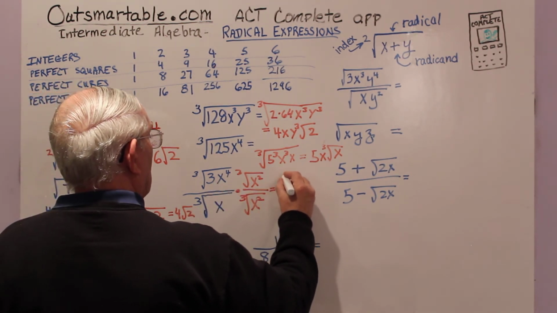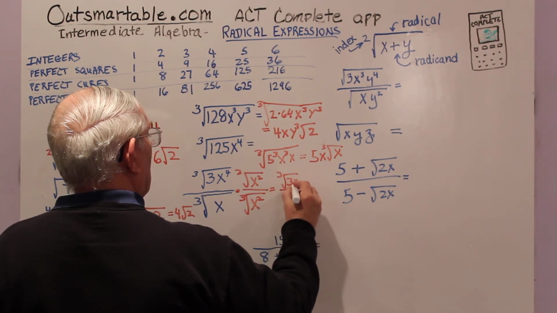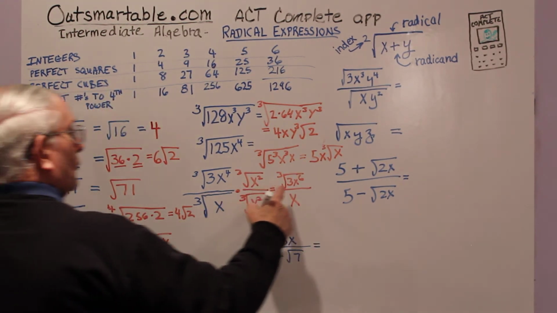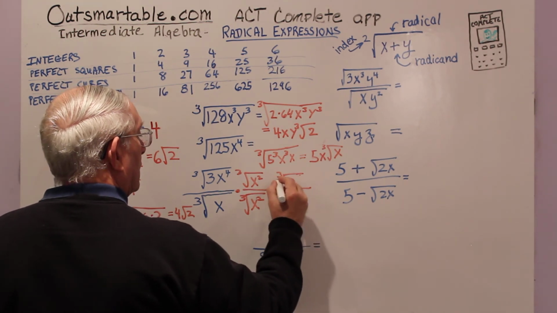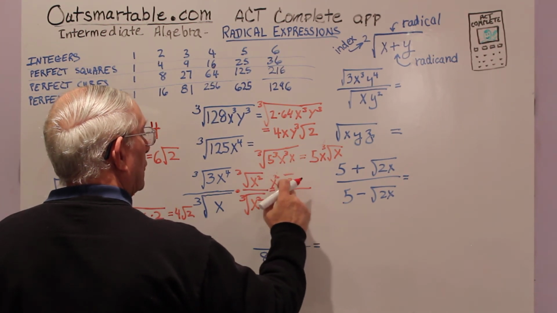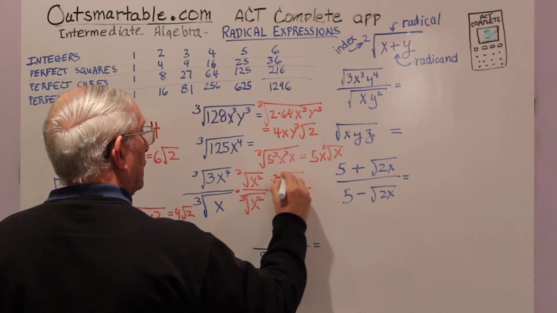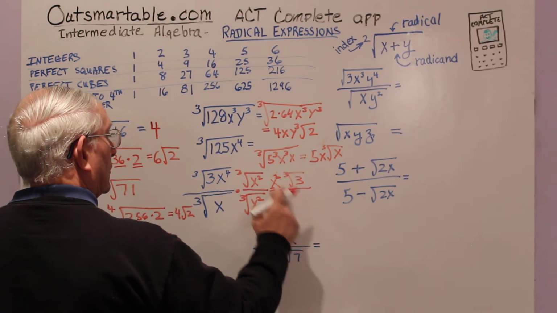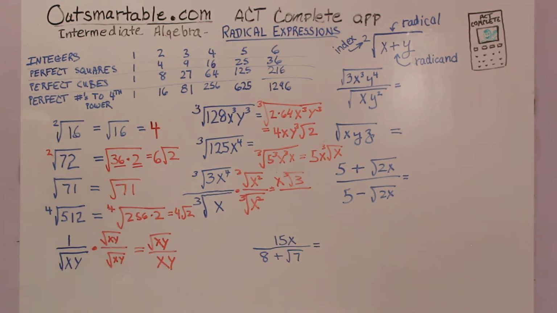we have the cube root of 3x to the 6th. Now, x to the 6th has a cube root. It is equal to x squared. So we're going to take that x squared out. Leaves the cube root of 3. x squared times the cube root of 3. And we can cancel x squared with x. So we get an answer here of x times the cube root of 3.